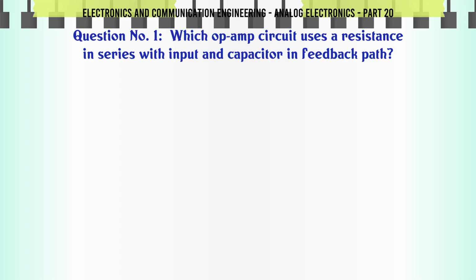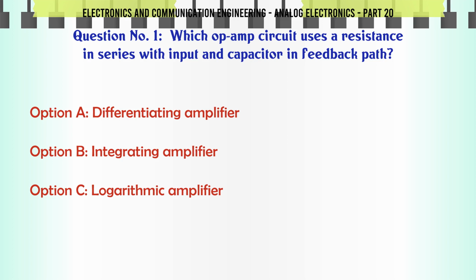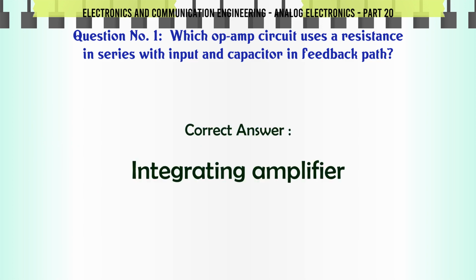Which op-amp circuit uses a resistance in series with input and capacitor in feedback path? A. Differentiating amplifier. B. Integrating amplifier. C. Logarithmic amplifier. D. Exponential amplifier. The correct answer is integrating amplifier.